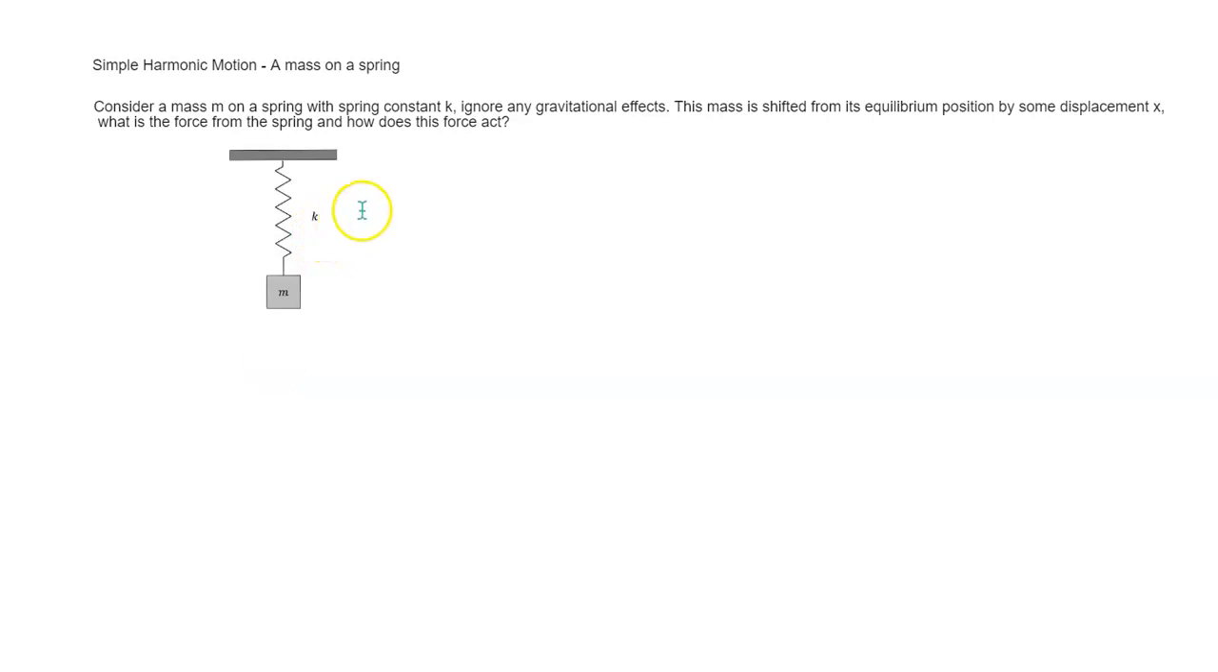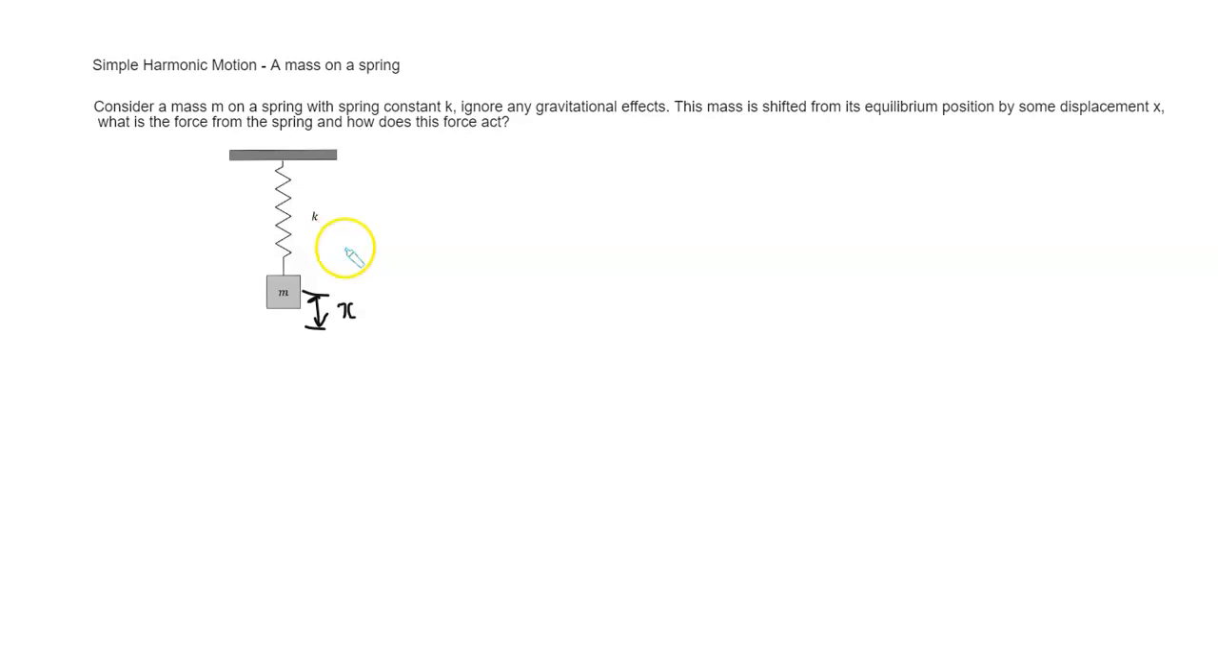Hello, this is a simple lesson about simple harmonic motion, starting with a mass on a spring. If we consider this picture here, where there's a mass m attached to a spring with spring constant k, ignore any gravitational effects that might be happening. What we need to think about is what happens when you move this mass m by some amount x from its equilibrium position.